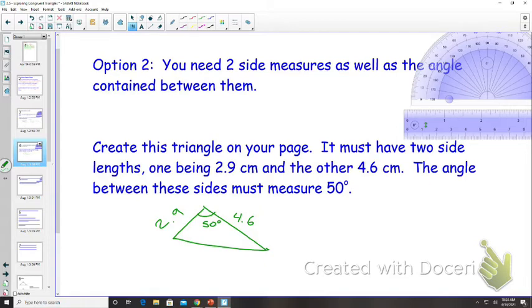So if we know 2 side lengths and 1 angle, do you think this will give us similar triangles or congruent triangles? And remember, congruent triangles being the exact same. Similar. Congruent. Yeah, congruent, right? Because there's only one possible orientation for this triangle to exist. We have 2.9, 4.6, and that angle in the middle. There's only one possible way that this triangle can exist. So we are going to say this also gives congruent triangles.